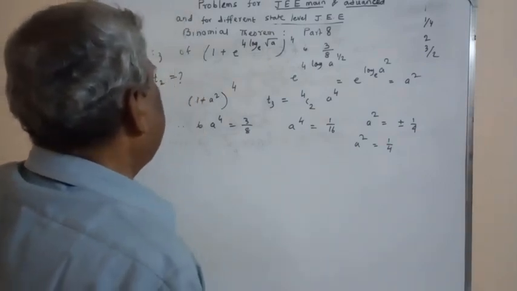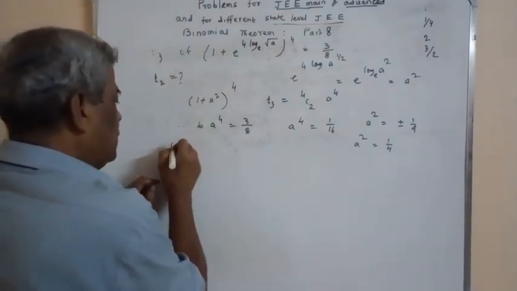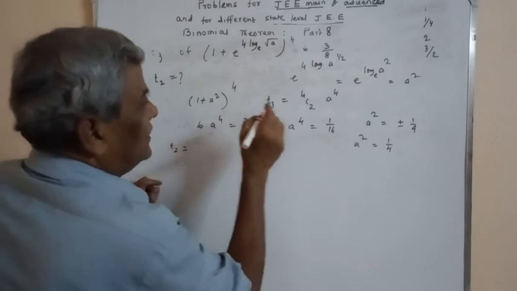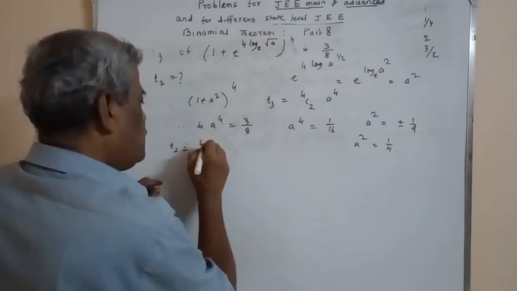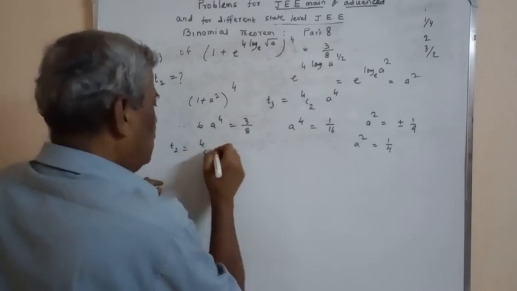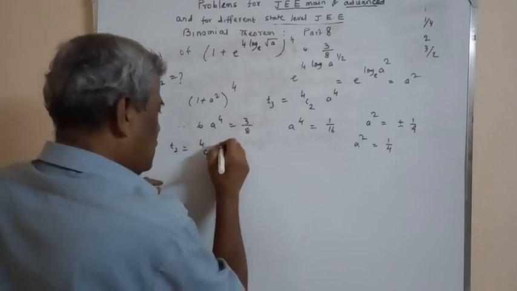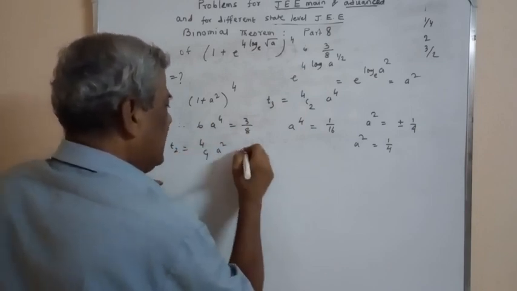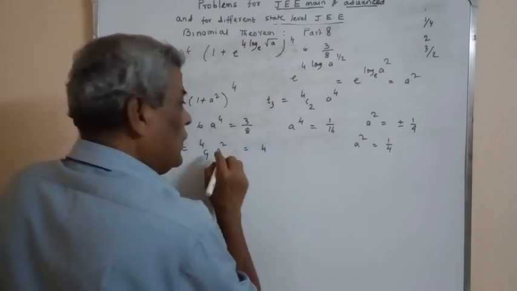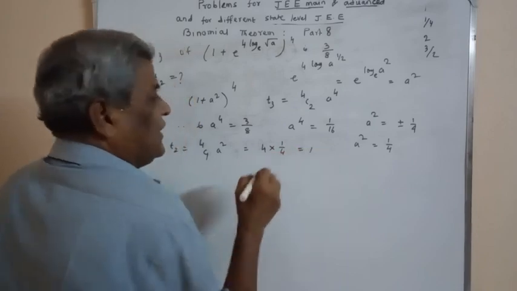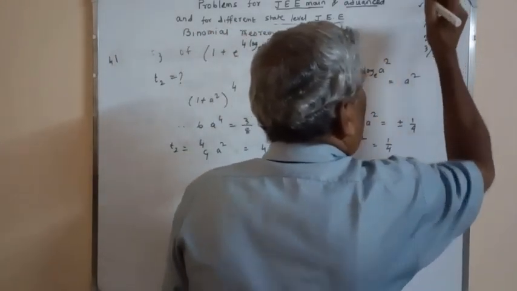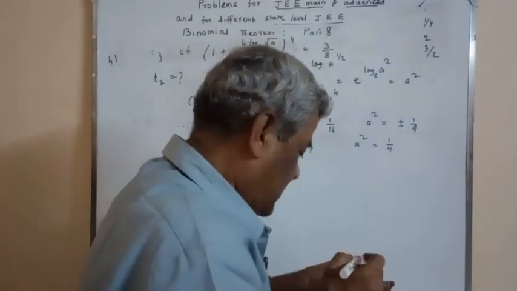Now we have to find T2. The binomial is this, so T2 is equal to 4C1 into (a²)^1. So it is 4 into a², which means 4 into 1/4. So the answer is 1. So 1 is the correct option, the first option.